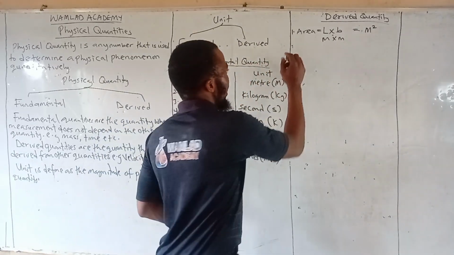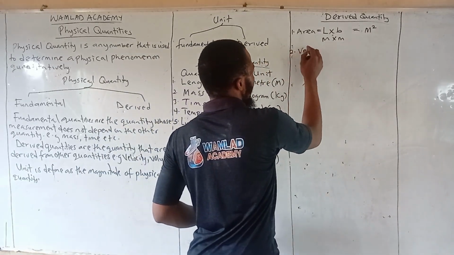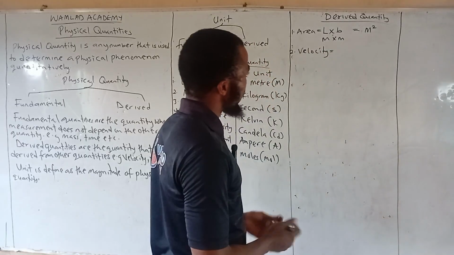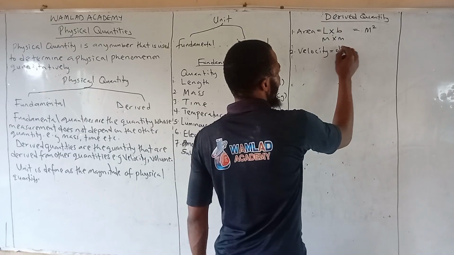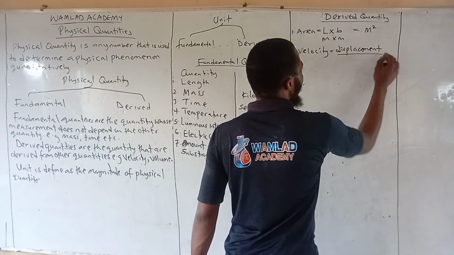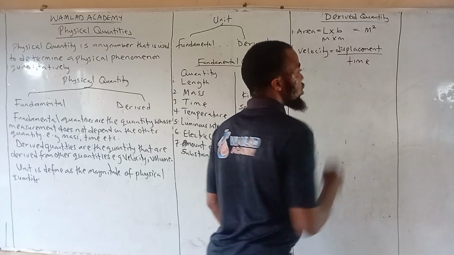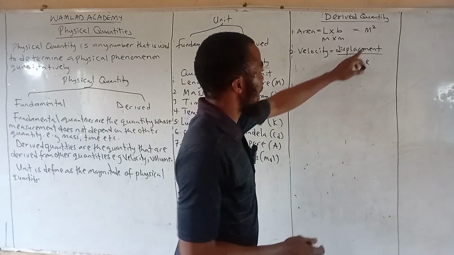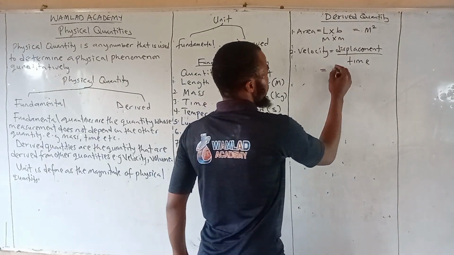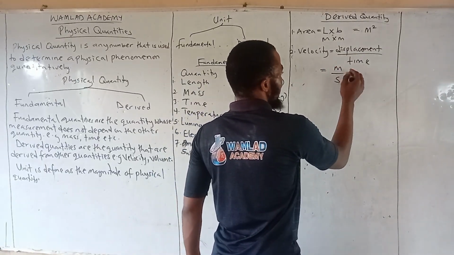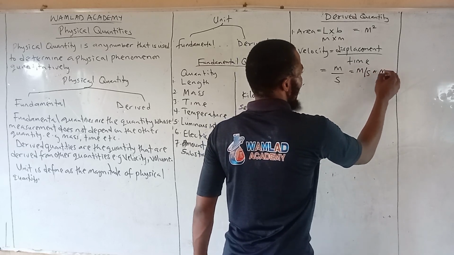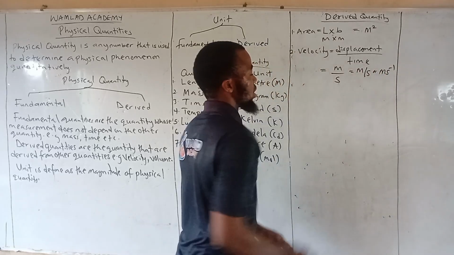Then another one, you have what we call velocity. The formula for velocity is displacement over time. So what will be the unit of velocity? While this is our displacement, it is related to length. That means it will be meter over seconds, meter per second, or you can write it as ms to the power minus 1, which is the same thing, meter per second.